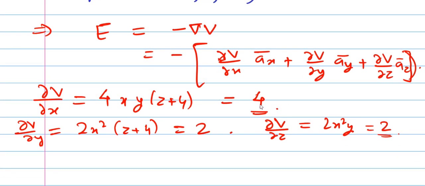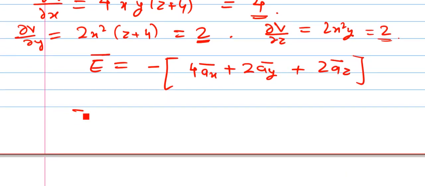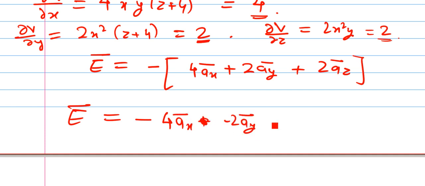Now substitute all these values in the given equation. Electric field E equals minus of 4 ax vector plus 2 ay vector, because ∂V/∂y has value 2, and ∂V/∂z has value 2, so 2 az vector, and multiply with the minus sign. The final answer for electric field is E equals -4 ax vector minus 2 ay vector minus 2 az vector. So this is our final answer.